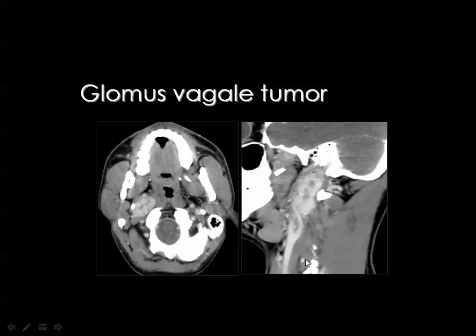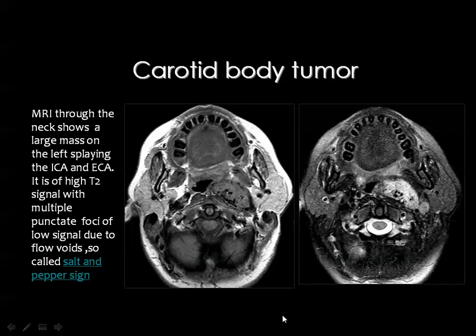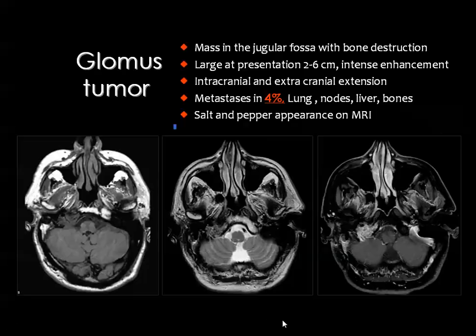And this is a classic appearance of glomus vagal tumor displacing the internal and external carotid arteries anteriorly. If you look here, the tumor is present posterior to the styloid process, posterior to the parapharyngeal fat with prominent enhancement. On MRI, you can see this feature, which is known as the salt and pepper sign. The salt will represent the tumor matrix, and the pepper will represent the signal void vessels within the tumor matrix. This is a very highly vascular tumor. And this is a T1 weighted image, and this is a T2 weighted image. You can see the bright signal and the signal void vessels within the lesion.